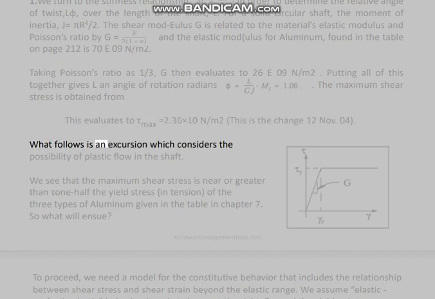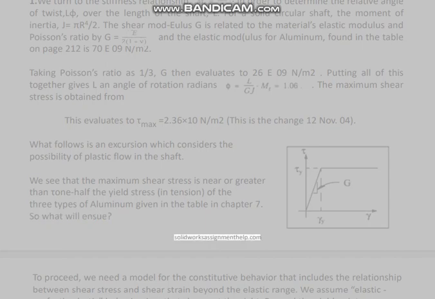What follows is an excursion which considers the possibility of plastic flow in the shaft. We see that the maximum shear stress is near or greater than 1/2 the yield stress, in tension, of the 3 types of aluminum given in the table in Chapter 7. So what will ensue?